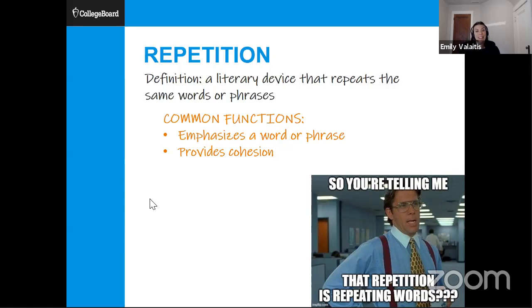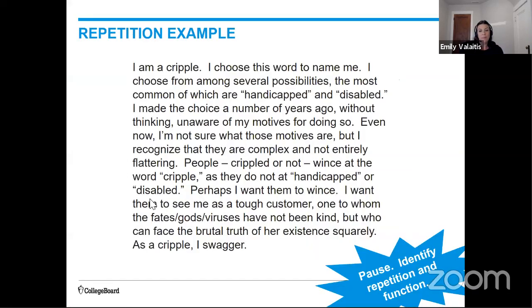All right, again, let's look at an example. This is from a really old prompt, but it's one of my favorites. Again, I'm going to ask you to pause the feed, read through it, starting by thinking about what is her argument? What is her message? What is Nancy Mears, the writer of this piece, really trying to assert? And then identify where you see repetition and how it functions to support that argument.